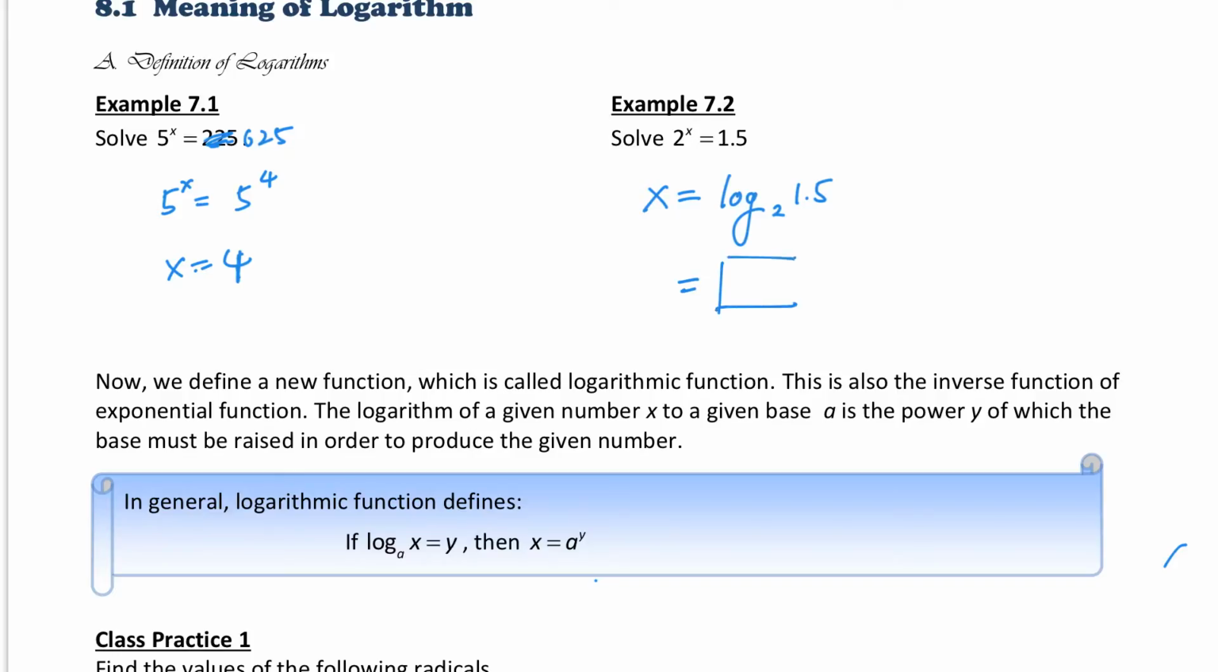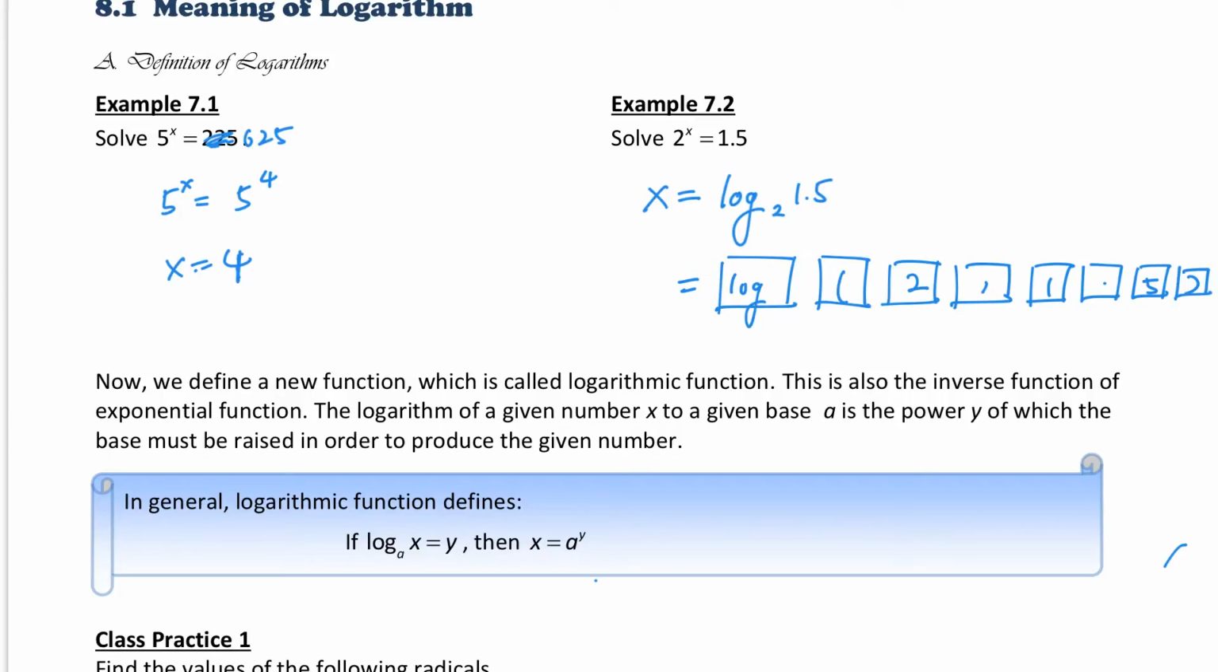Okay, you can press log, open bracket, 2, 1.5, close bracket, and then you can find the value. That means 2 to the power of that number is equal to 1.5.